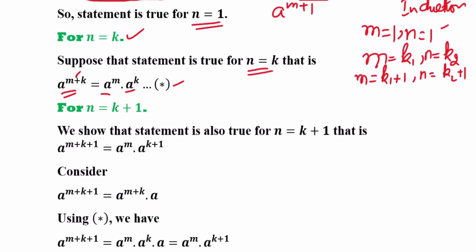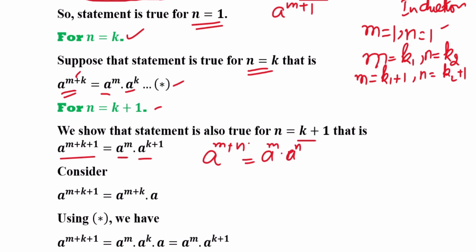For n is equal to k plus 1, we show that the statement is true for n is equal to k plus 1. That is, we have to show that a raised to power m plus k plus 1 is equal to a raised to power m into a raised to power k plus 1. How can we obtain this expression? In the given question, we have to show a raised to power m plus n is equal to a raised to power m into a raised to power n.